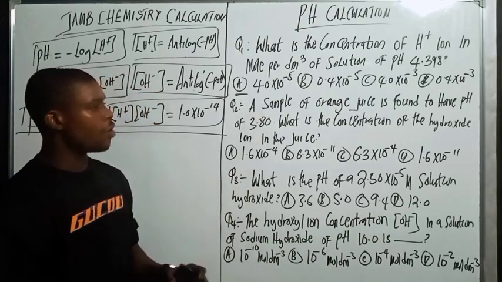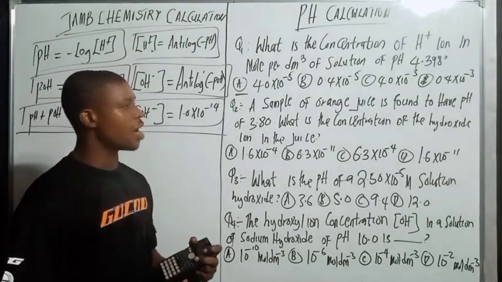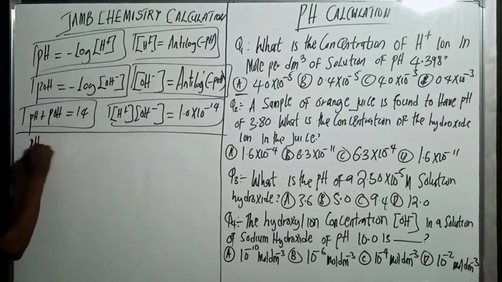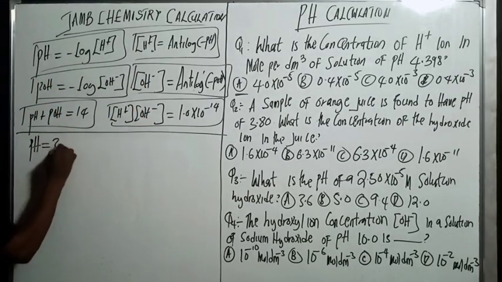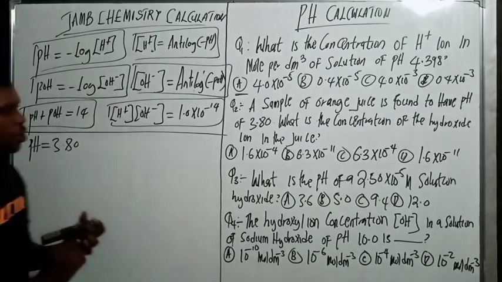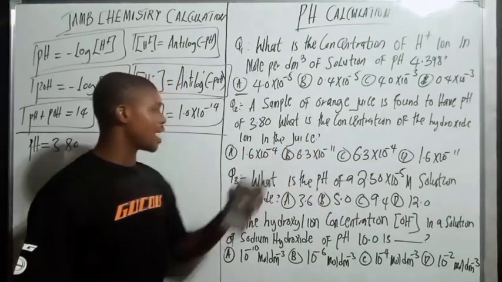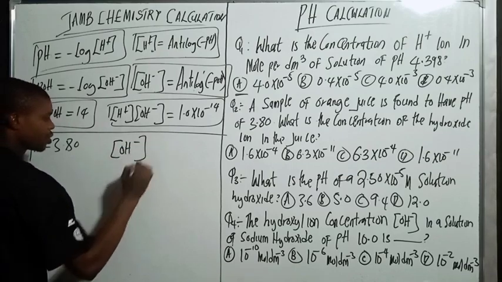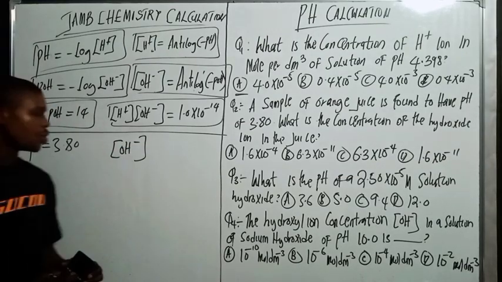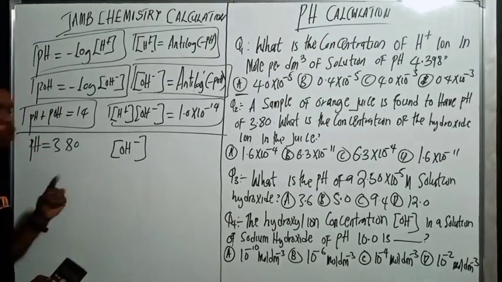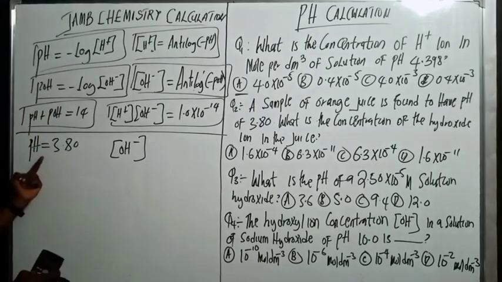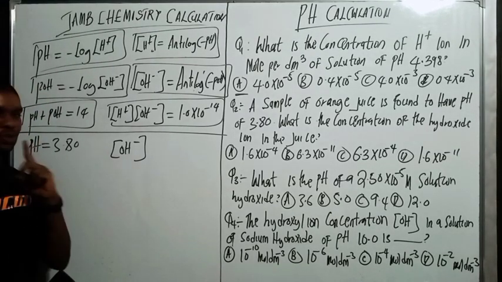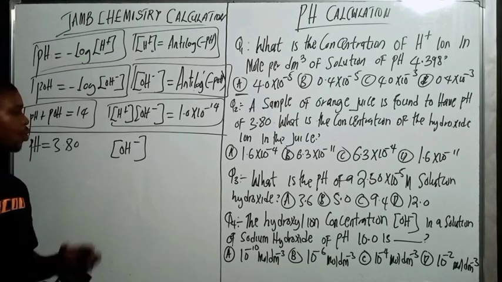A sample of orange juice is found to have pH 3.80. What is the concentration of the hydroxide ion? So they're asking you for OH minus. Do you understand what they're asking you to look for? If the pH is given to me, and I'm asked to calculate OH minus, how do I calculate OH minus?